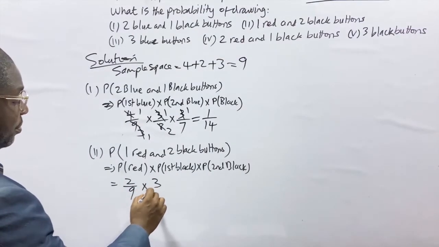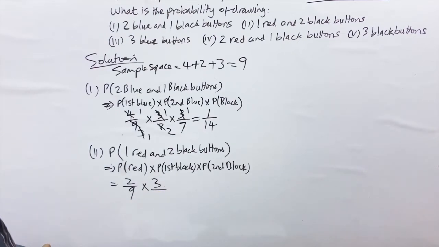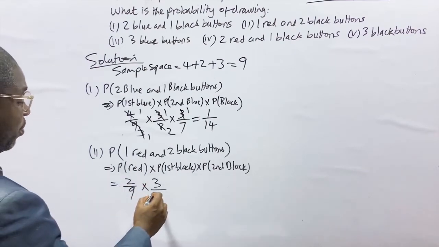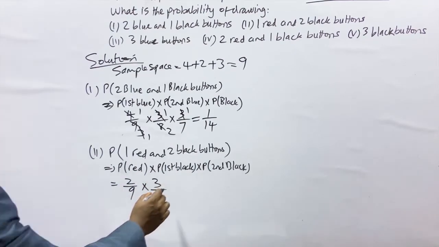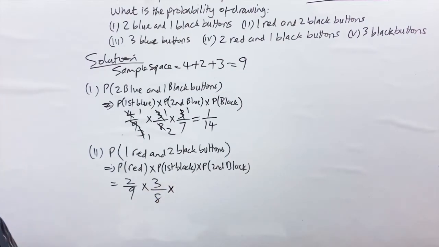divided by the total number of buttons left. Number of buttons left will be 8. Remember, we're talking about without replacement. So the total number of buttons left is 8. Now times the second black, we now have how many blacks left? 2 blacks. And the total number of buttons that will be left will be 7.